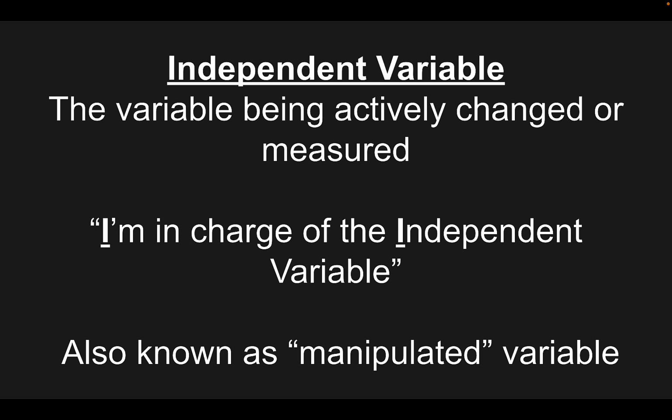Now, let's get a little more specific when we're talking about these variables. The first variable that we want to focus on is what's called the independent variable. The independent variable is the variable that's being actively changed or measured. One of the ways that I like to think about it or remember it is that me, the scientist, I am in charge of the independent variable. Now, in some classes, they might call the independent variable the manipulated variable, but we don't use that very much here. Just remember that the independent variable is what I am actively changing.